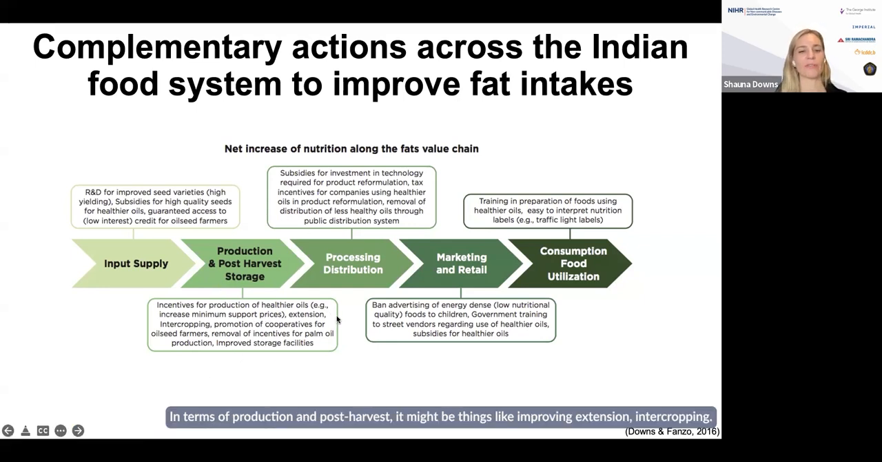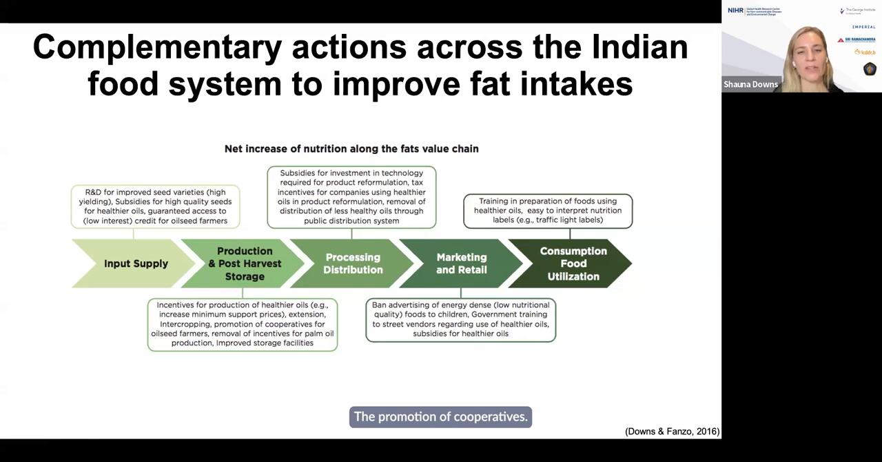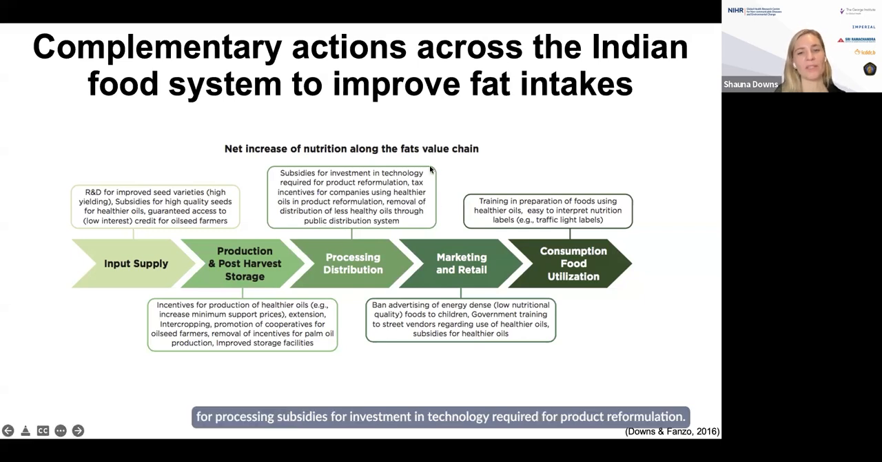In terms of production and post-harvest, it might be things like improving extension, intercropping, the promotion of cooperatives. For processing, subsidies for investment in technology required for product reformulation, or tax incentives for companies using healthier oils in product formulation. So the idea is to try and make it easier for these smaller companies that maybe don't have as much capacity and also might not have as much capital to be able to reformulate in a way that is healthier.